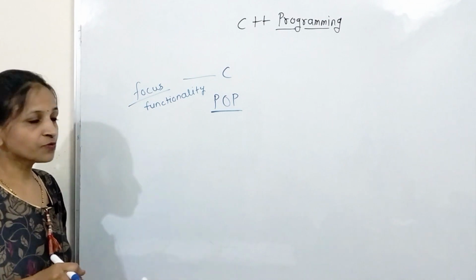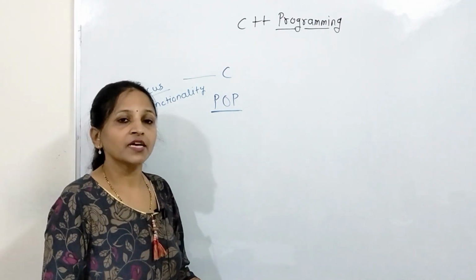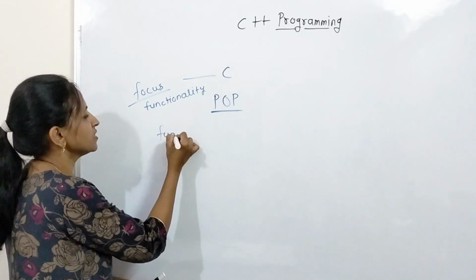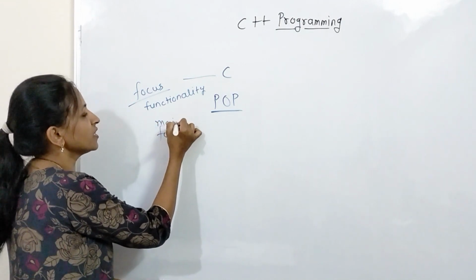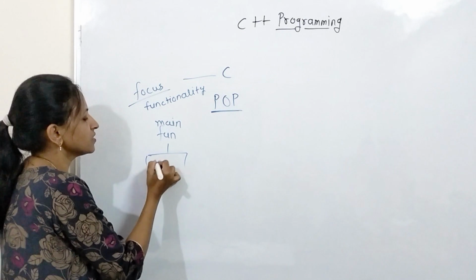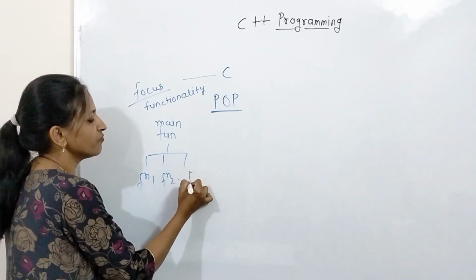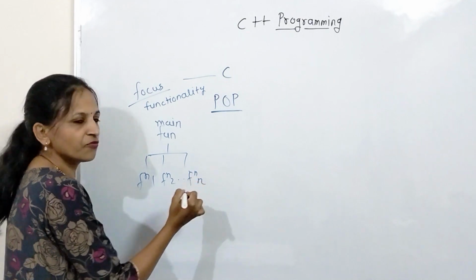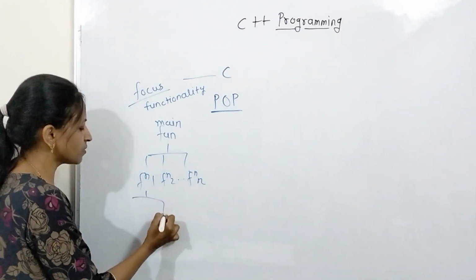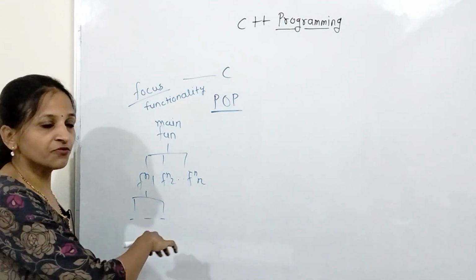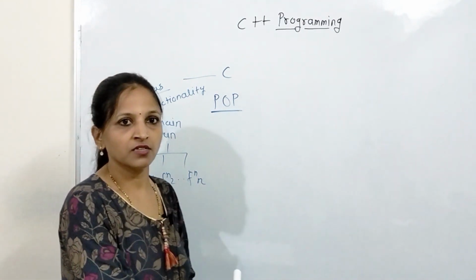And the next point here is, if a function is big, then we can divide the main functionality into different functions. This is the main functionality that we can divide into different sub functions, like function 1, function 2 up to function n. Any number of functions. Again, each function we can subdivide into different functions. That is possible. And any function can call any other function.